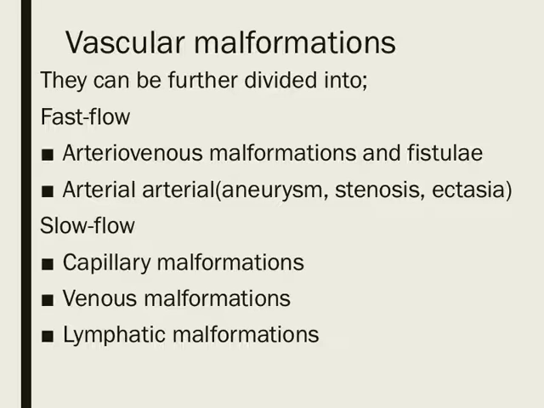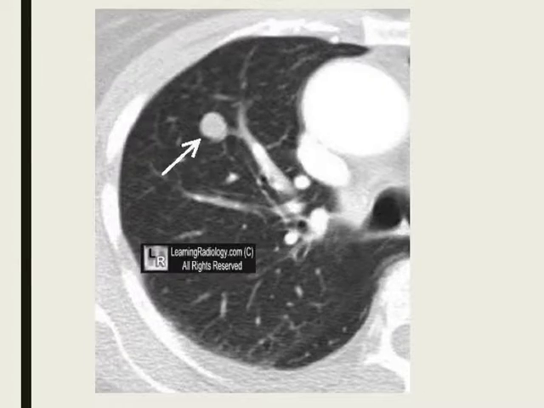So you have the fast flow and then the slow flow types. The fast flow is where you have the arterial components, so the arteriovenous malformations and the arterial changes, either aneurysm, ectasia, or stenosis. And also the fistula is there. With the slow flow, basically it's capillary, venous, and lymphatic.